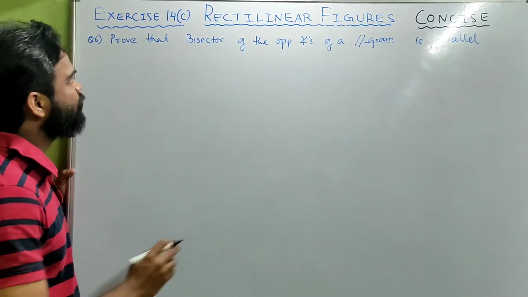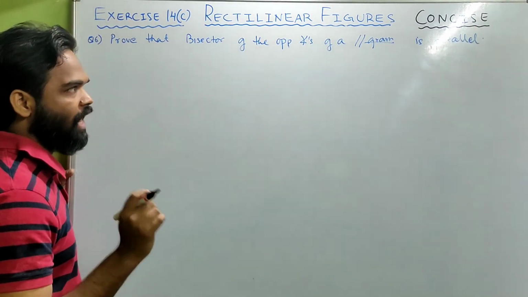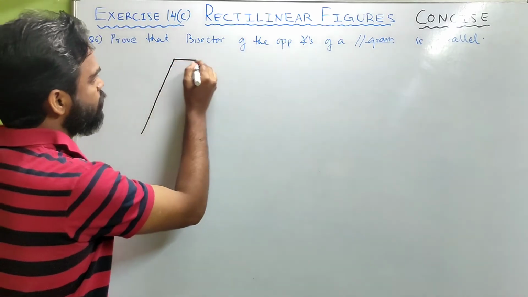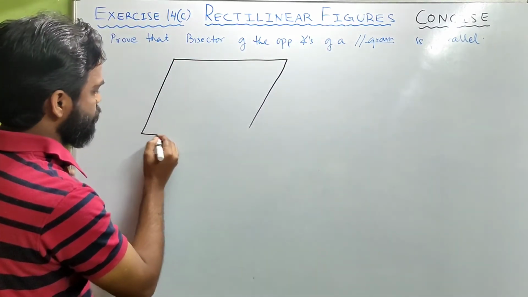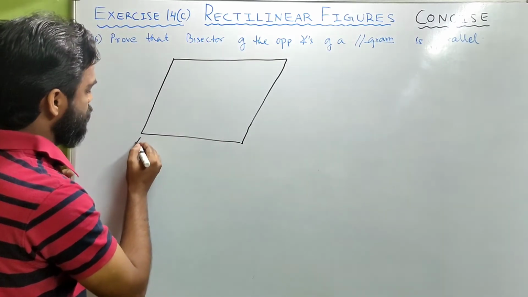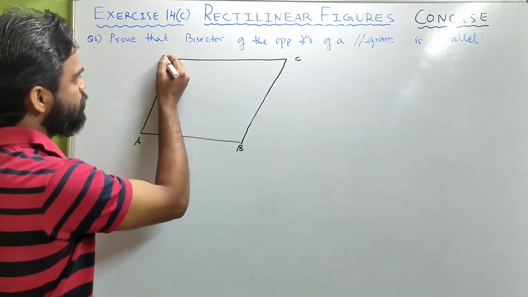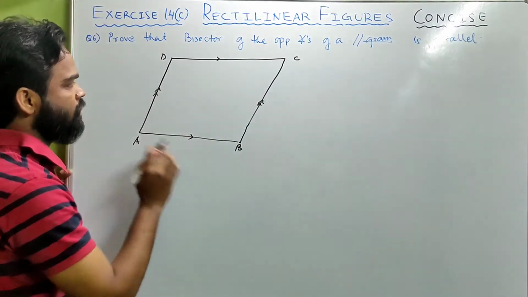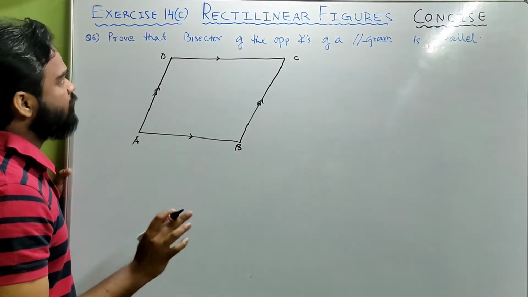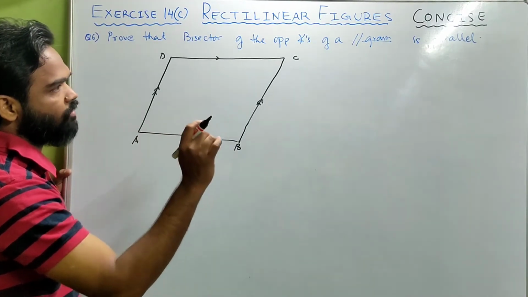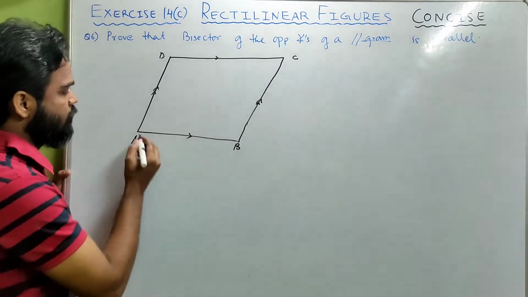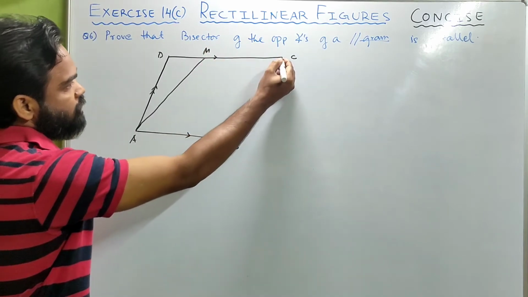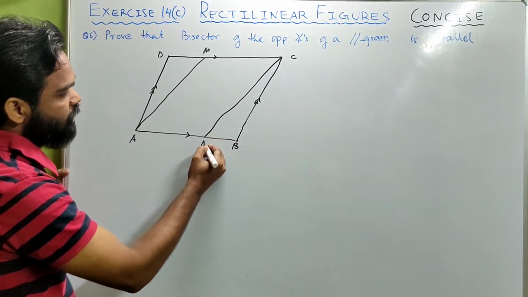Now look at sum number 6. Prove that bisectors of the opposite angles of a parallelogram are parallel. Pretty easy. First draw the diagram. I'll take a parallelogram and name it A, B, C, D. This is parallel to this side, and this is parallel to this side. AB equals DC and AD equals BC, we know that. Suppose we choose A and C. The bisector of A is AM, and the bisector of C is CN.